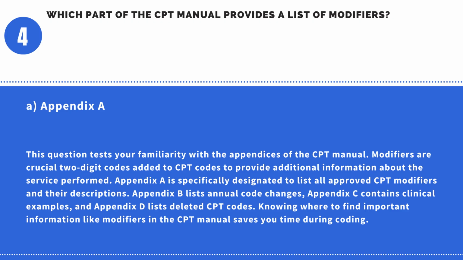Modifiers are crucial two-digit codes added to CPT codes to provide additional information about the service performed. Appendix A is specifically designated to list all approved CPT modifiers and their descriptions. Appendix B lists annual code changes, Appendix C contains clinical examples, and Appendix D lists deleted CPT codes. Knowing where to find important information like modifiers in the CPT manual saves you time during coding.